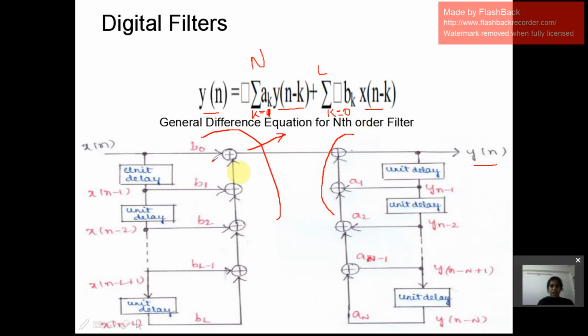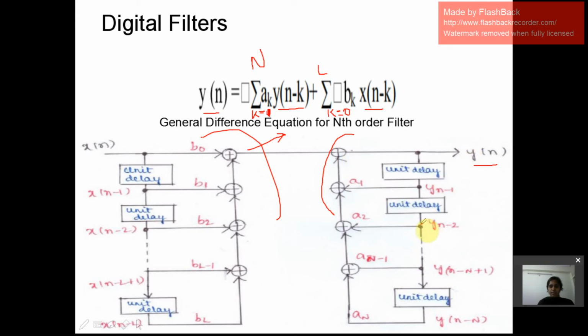From the first part you will be getting this entire second term from k equal to 0 to L. Coming to the second part, it gives you the coefficients of ak starting from 1. That's why it starts from a suffix 1 and ends with n, and it also has a unit delay with respect to the output. The output will be taken from this, applied again to a unit delay circuit, and given again to an adder and getting it as output.